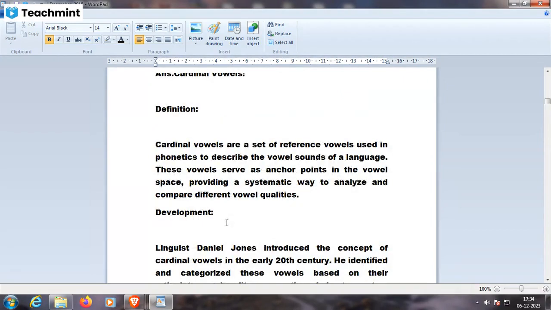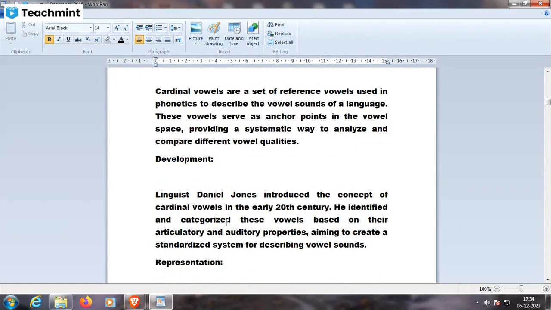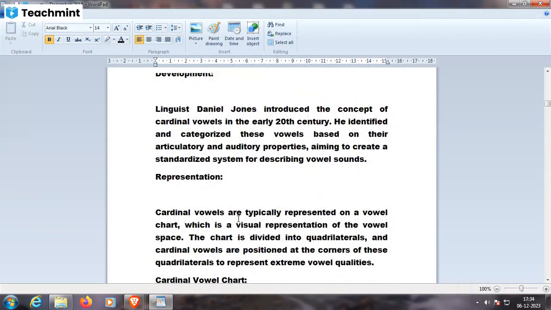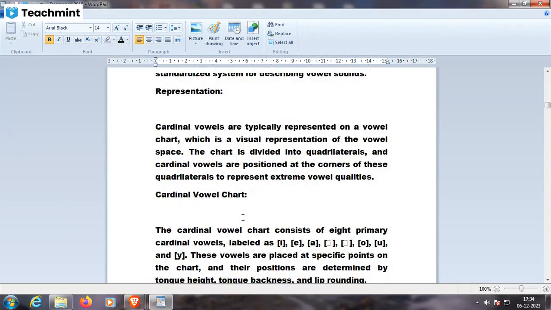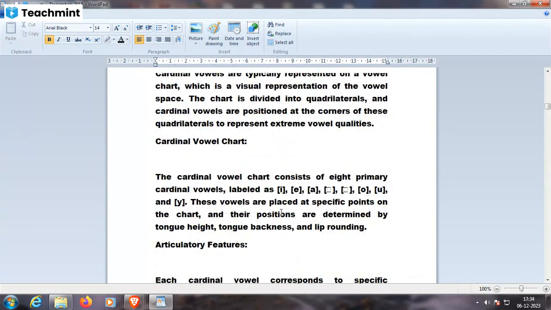Then is development. There are many linguists, one of them is Daniel Jones, who introduced the concept of cardinal vowels in the early 20th century. He identified and categorized these vowels based on their articulatory and auditory properties, aiming to create a standard system for describing vowel sounds: A, E, I, O, U. Then comes representation. Cardinal vowels are typically represented on a vowel chart, which is a visual representation of the vowel space. I've also included vowel charts in your previous note. These vowel charts are the following: I, E, A, O, U, and Y. Y is also on the vowel chart. So these vowels are pronounced when we talk.